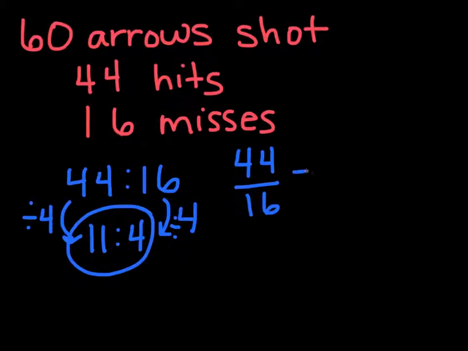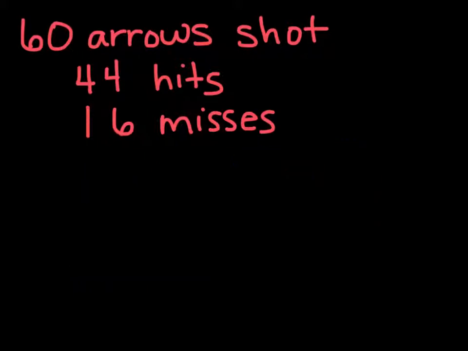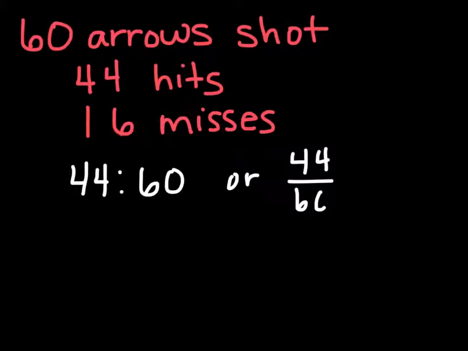We could do the same thing in fraction form. We would simply write it in this way, 11 over 4 or 11 to 4. Now let's go on to assess the number of hits to the number of shots. The number of hits is 44 out of 60 shots. So our ratio is 44 to 60, or 44 over 60.